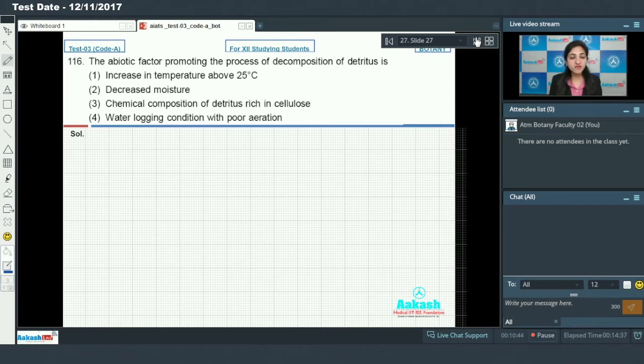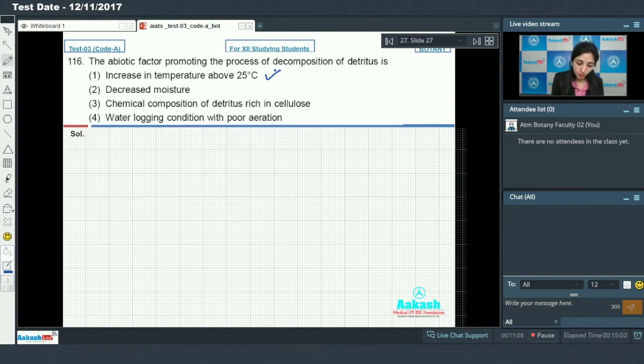Here you have to identify the abiotic factor which promotes decomposition. At temperature above 25 degrees Celsius, decomposers are very active in soils, having good moisture and aeration. So, increase in temperature above 25 degrees Celsius is one of the abiotic factors which promotes the process of decomposition.